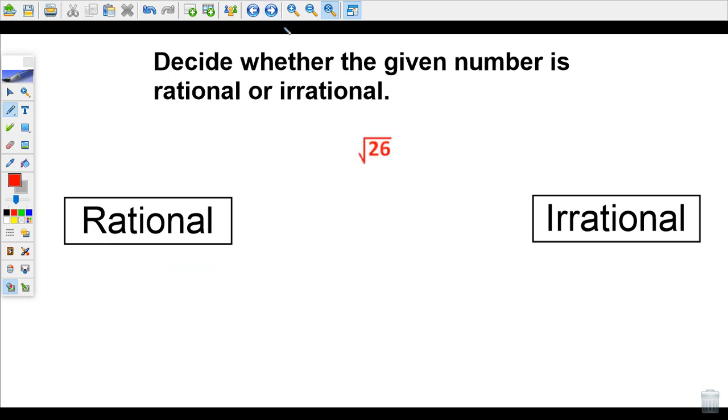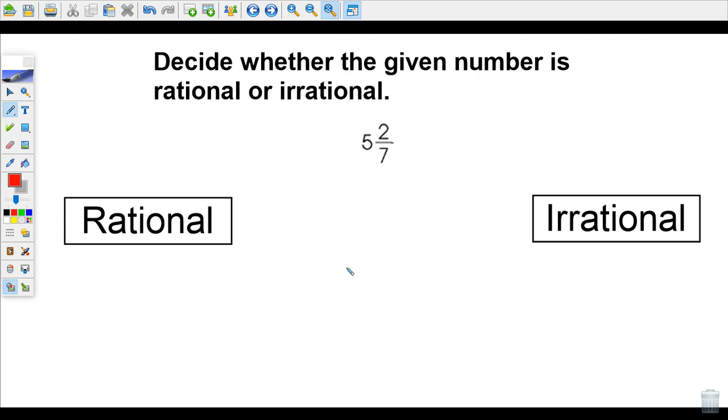Square root of 26. Anytime we see the square root, we're thinking, is there a number that I can multiply by itself to get 26? There is not. So this is irrational. 26 is an imperfect square. The square root of an imperfect square is irrational.